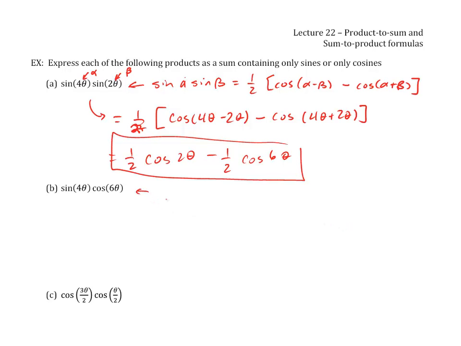For this one, we recall that sine of alpha cosine of beta is 1/2 of sine of alpha plus beta plus sine of alpha minus beta.